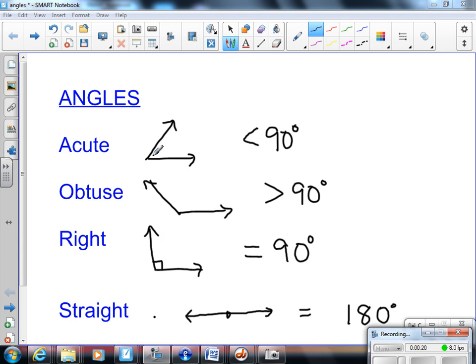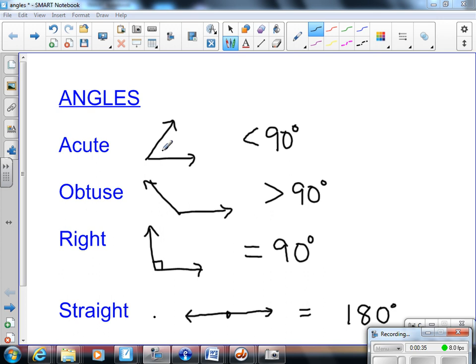Acute angles are angles that have a degree measure of less than 90 degrees. Obtuse are greater than 90 degrees, and right angles are 90 degrees. Oftentimes you see a little box in the corner to show that they are 90 degrees or a right angle.